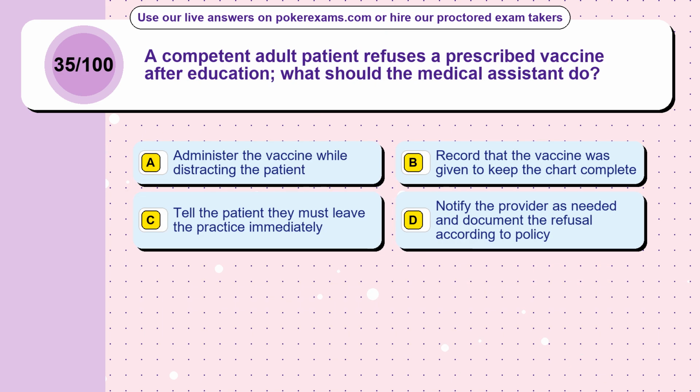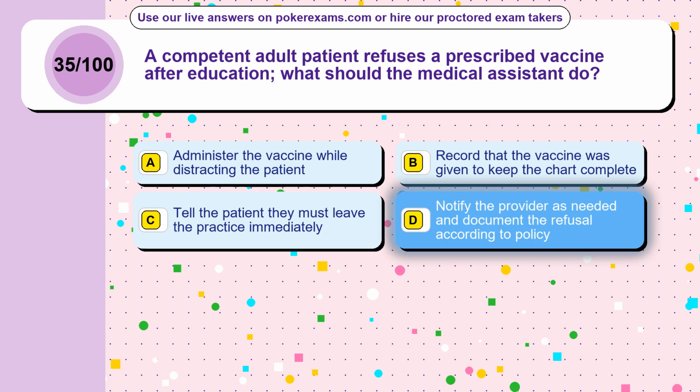Question 35. A competent adult patient refuses a prescribed vaccine after education. What should the medical assistant do? Option A, administer the vaccine while distracting the patient. Option B, record that the vaccine was given to keep the chart complete. Option C, tell the patient they must leave the practice immediately. Option D, notify the provider as needed and document the refusal according to policy.